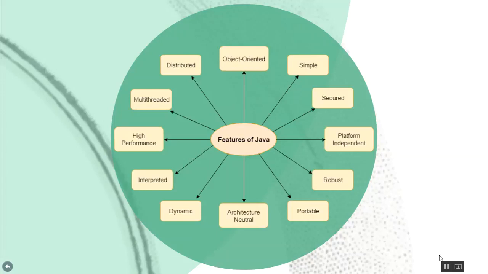Then architecture neutral. There is no implementation of dependent features in Java. It is architecture neutral. If you compare with the C language, in C a data type occupies 2 bytes of memory for a 32-bit structure, while 4 bytes of memory for a 64-bit structure. But that's not the case in Java. Everything is architecture neutral. You don't need to worry about whether your end user's system is 32-bit or 64-bit.